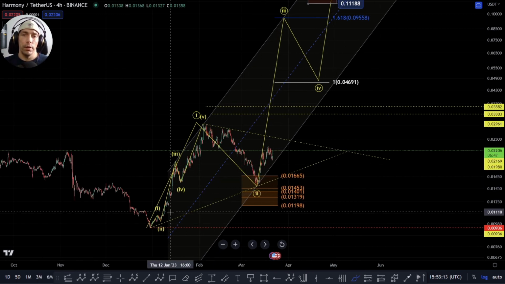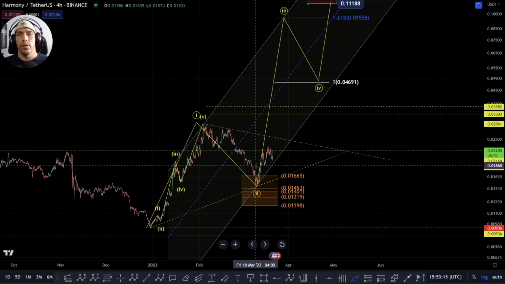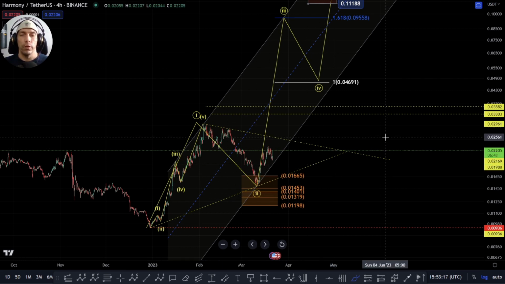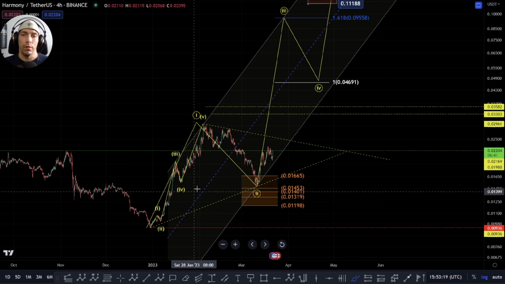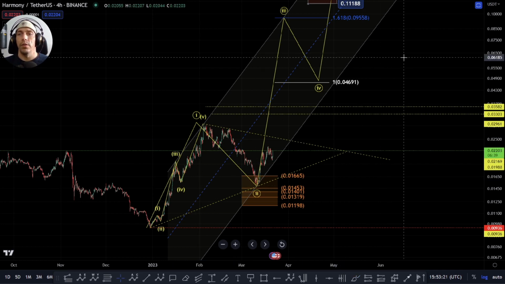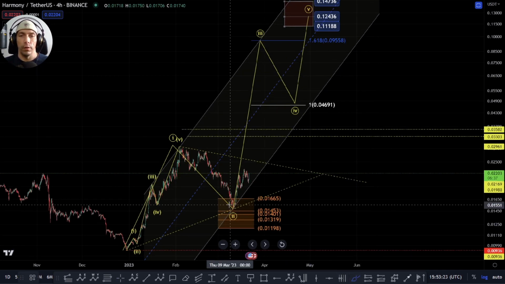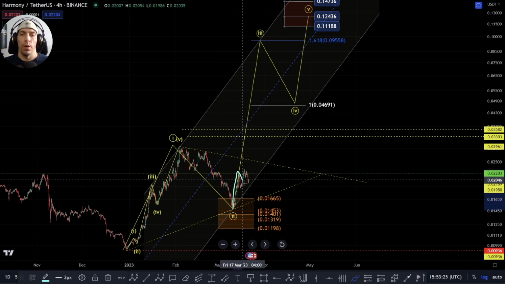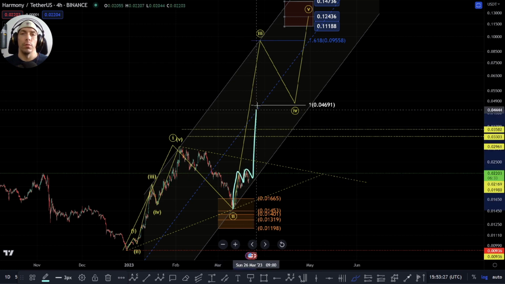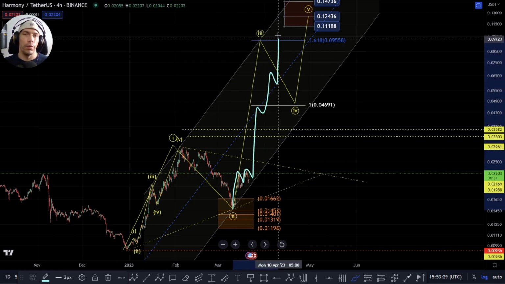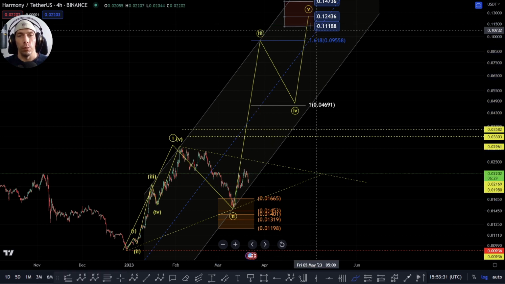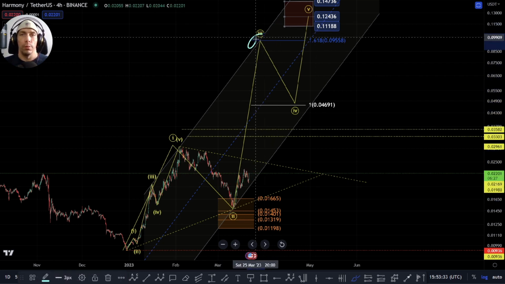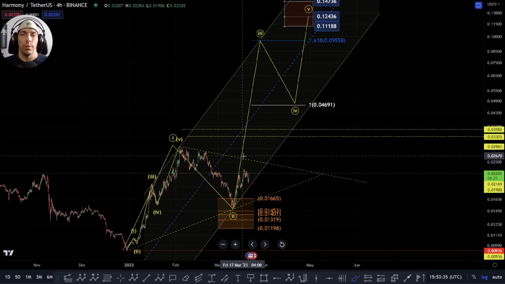So I've drawn this channel on here, just as an example. I don't have enough touch points to draw this accurately, but this is what it could look like. And potentially we could look to form something like this, where we form a 1-2 in here, another 1-2, then we start to get some moves to the upside here, and then potentially look for this third wave to test this top channel, something like that. So that's what we'd be looking for.